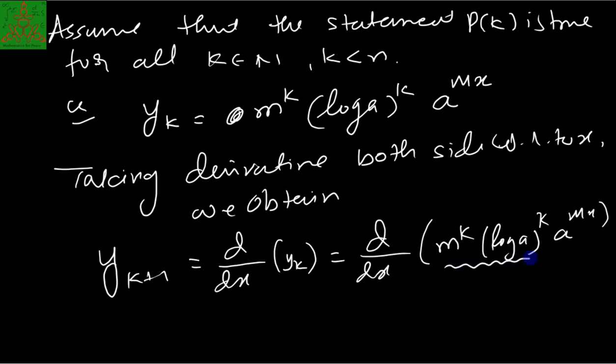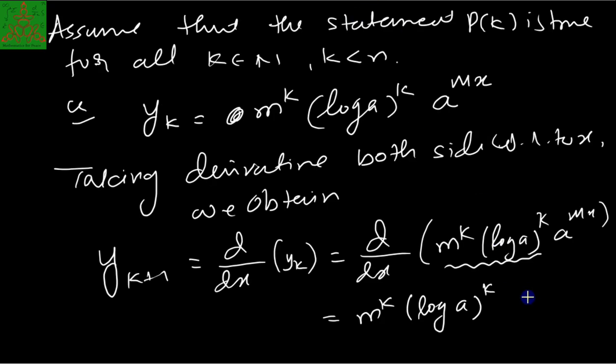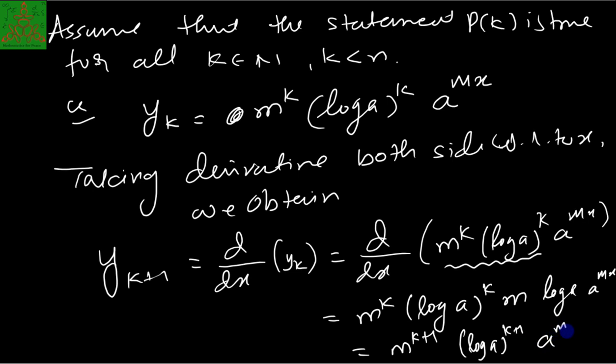But this quantity is independent of x. So using the rule of the derivative, I can say this is this. And the derivative of a power mx, which we already obtained here, is m into log a into a power mx. If you combine both, that is m power k plus 1, log a power k plus 1, and a power mx. So from this, we can say that the result is true for P(k plus 1).